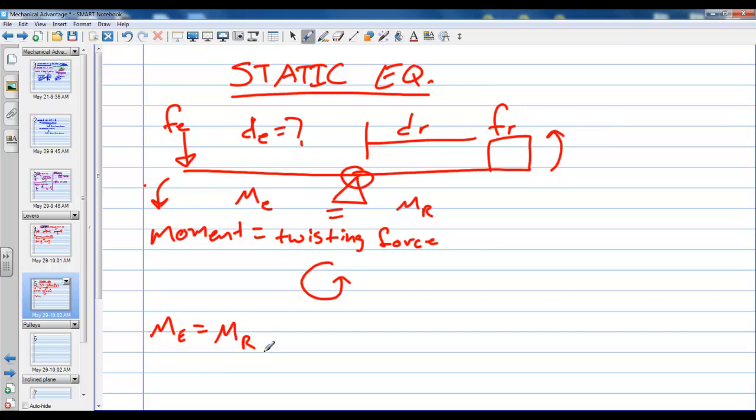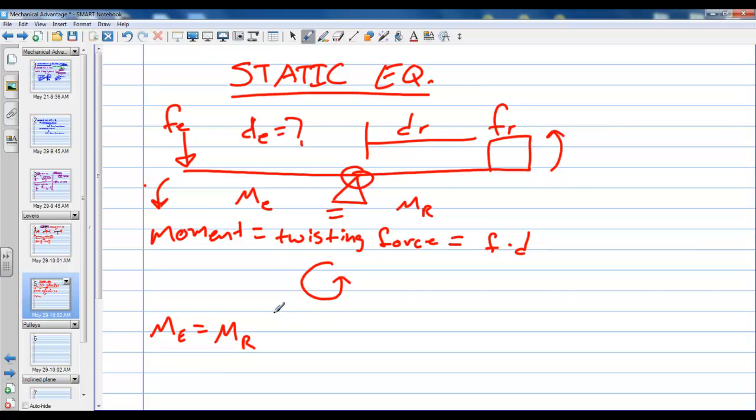Okay? Well, okay, that's fine, but how do we find a moment? Well, it turns out that a moment is a twisting force. It's also equal to, guess what? Force times distance. It's a little bit different distance, a perpendicular distance, but for our purposes we have a distance here and we have a force. So that means we can find out what the moments are.